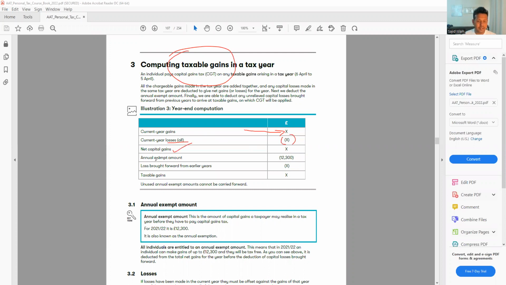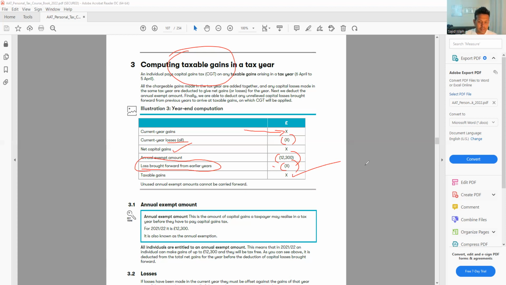From there, we have to minus the annual exemption, that is 12,300. And from this annual exemption, we have to minus any loss come from the last period. And you minus that, and that will give us the taxable gain. So this format, all the format, you have to make a template on the paper, you have to make a note, because this template has to be in your head.